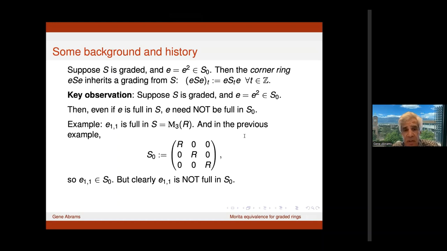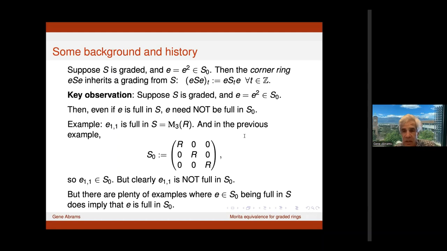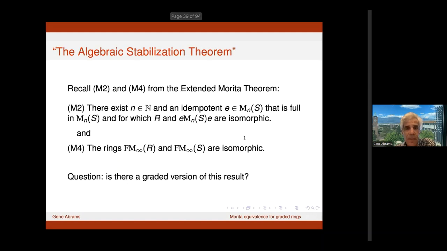And a good example is in the previous example of a grading that I gave on a ring. So here in that grading is the zero component. And if you give me E11, okay, it's full in the full matrix ring. It's full in the ring, but it's not full in the zero component because E11 times anything in here is going to land in the E11 component again. Okay, but certainly there are situations where being full in the big ring does imply that the idempotent is full in the zero component as well.